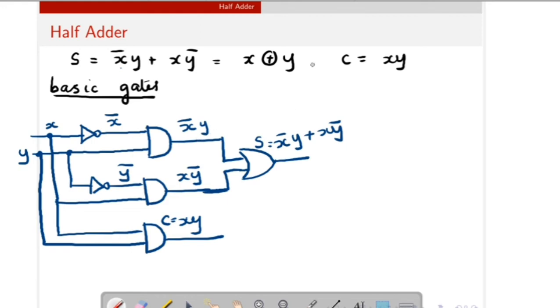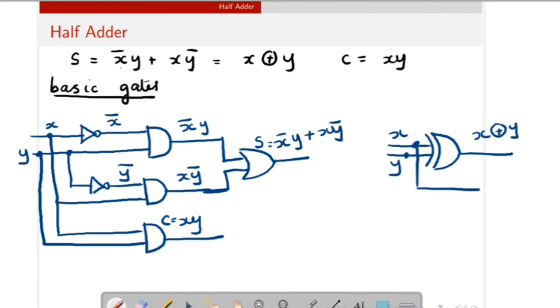Clear? Then here actually x bar y plus x y bar is x XOR y, so we can draw the circuit using XOR gate and AND gate. That circuit is, here we have the XOR gate, the inputs are x and y, so here we get x XOR y, then we take the x input, then ANDed together, so here we have xy, so this is carry and this is sum. Okay, clear?